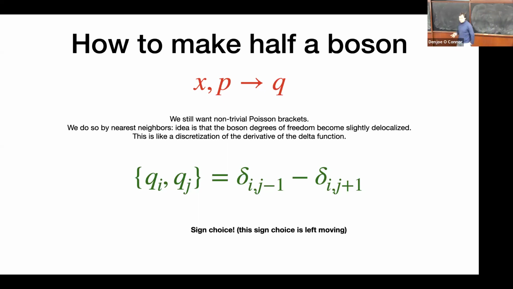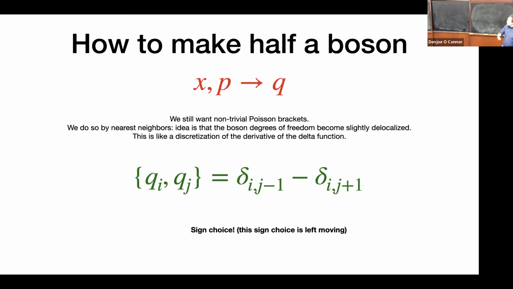So I'm going to call this sign choice left moving. There's a change of variables that changes the left moving sign to the right moving sign, but I need to make a choice. So once I make this choice, I get some Q variables. What I put is something that has a discrete version of a delta function between two neighbors and a discrete delta function on the other two neighbors. I put a minus sign. So this is a discretized version of the derivative of the delta function.